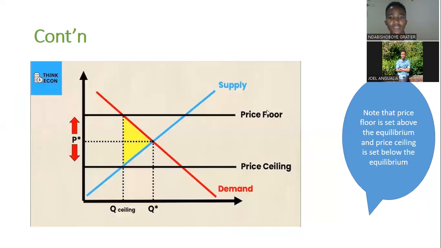As it can be seen here, a price floor is set above the equilibrium to protect the producers. Have you seen the example placed of milk suppliers? Even when the milk supply increases, still their price cannot go down. This is because of the price floor control. And a price ceiling is a government price set below the equilibrium to protect what? The consumers from being overcharged.